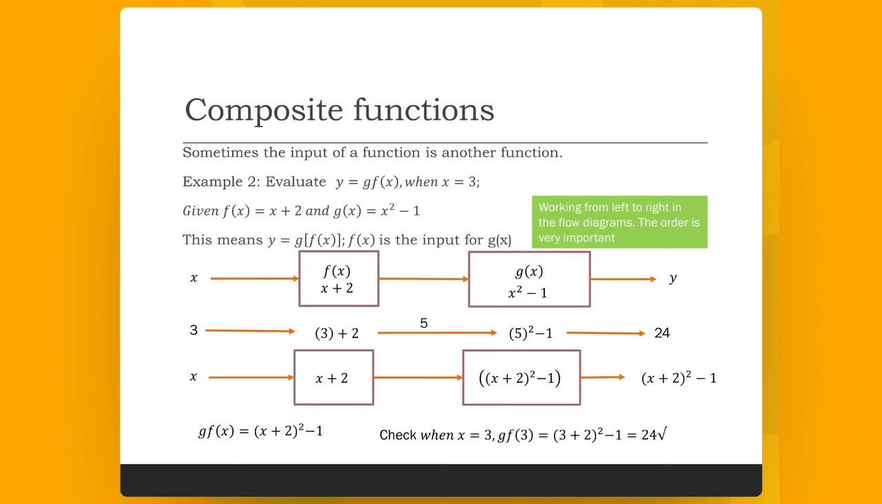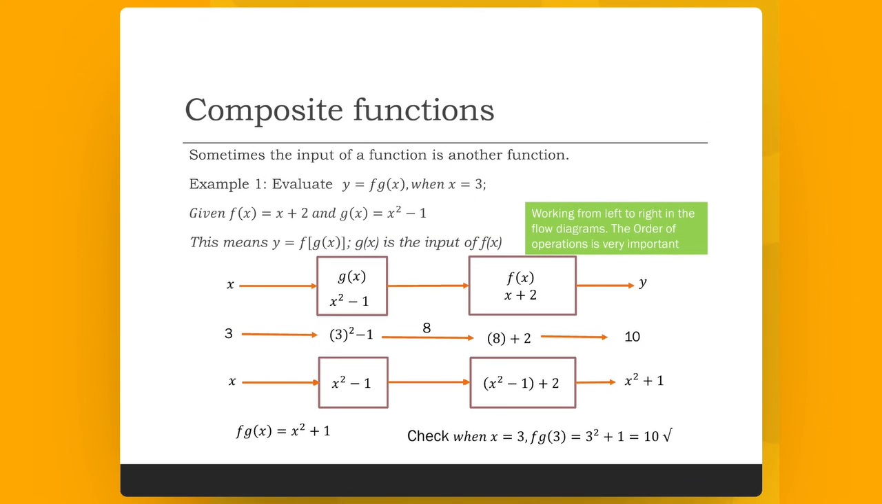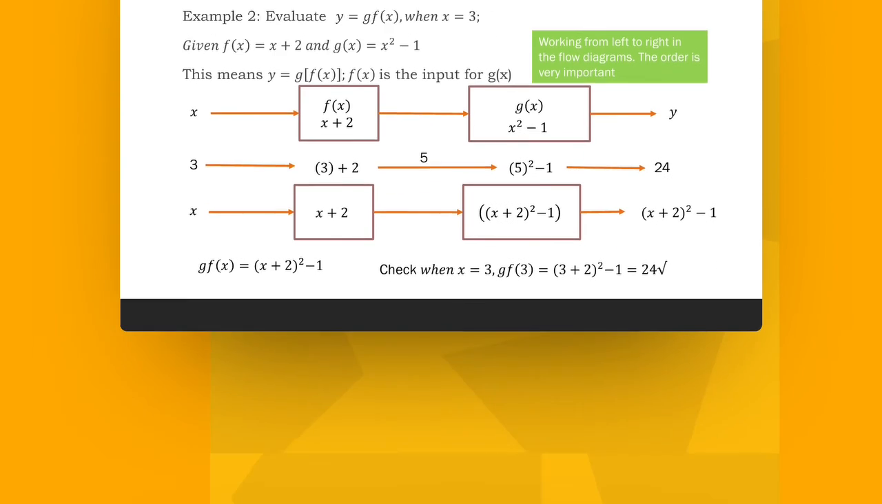Now this demonstrates a very important feature about composite functions. The order is very important. In the first place, we calculated fg of x and the output was 10 when x is 3. But when we evaluate gf of x when x is 3, the answer is 24. So you need to be careful when working out composite functions.